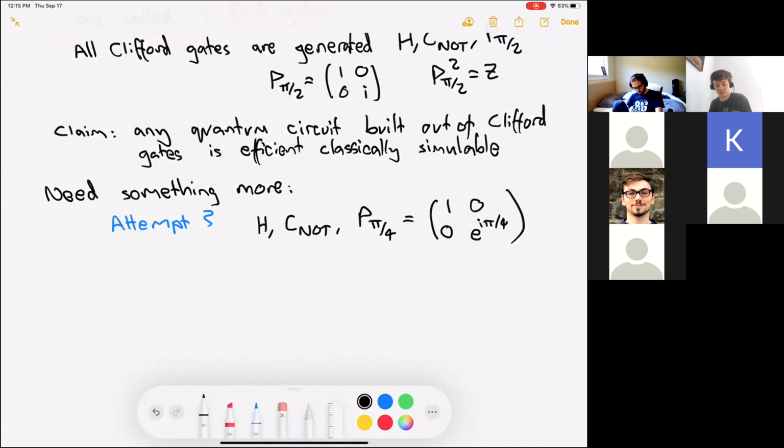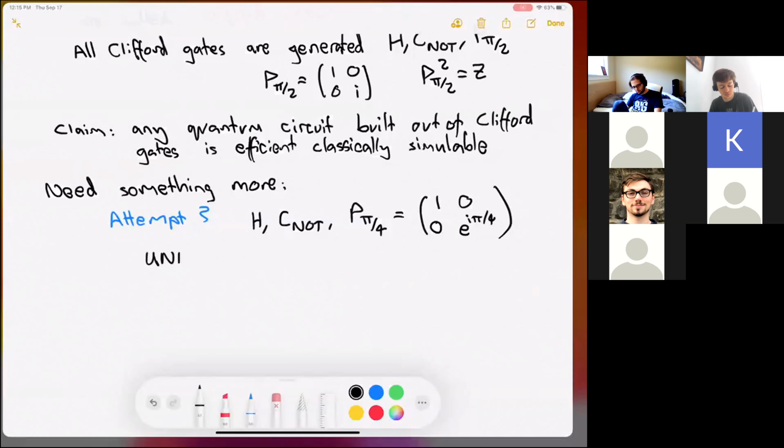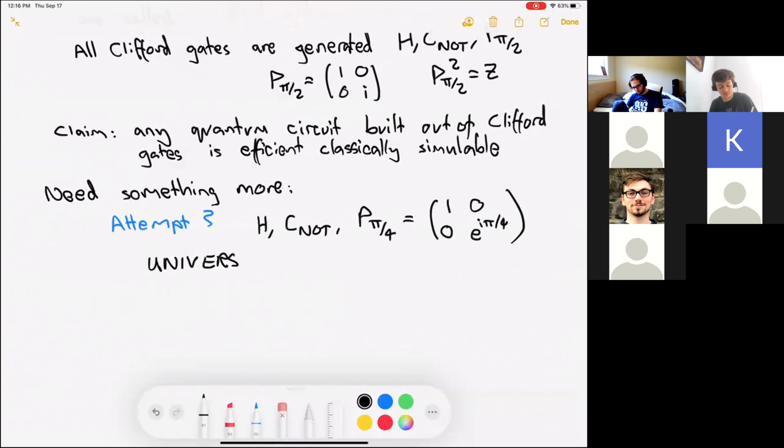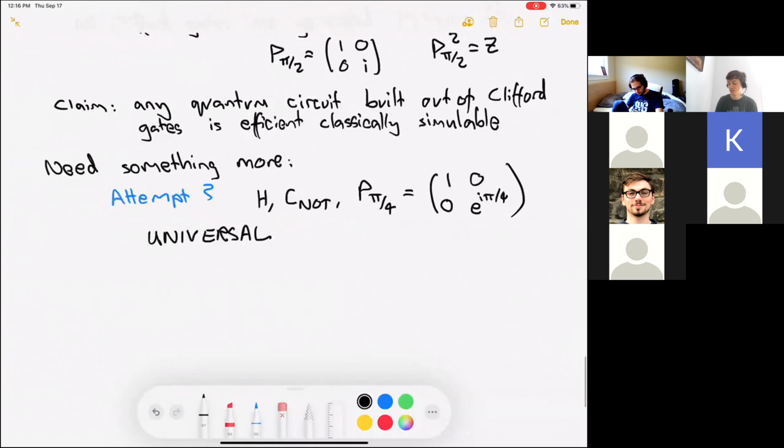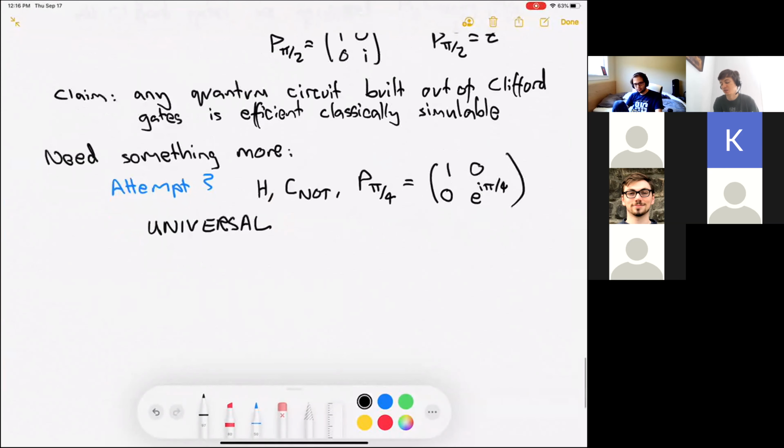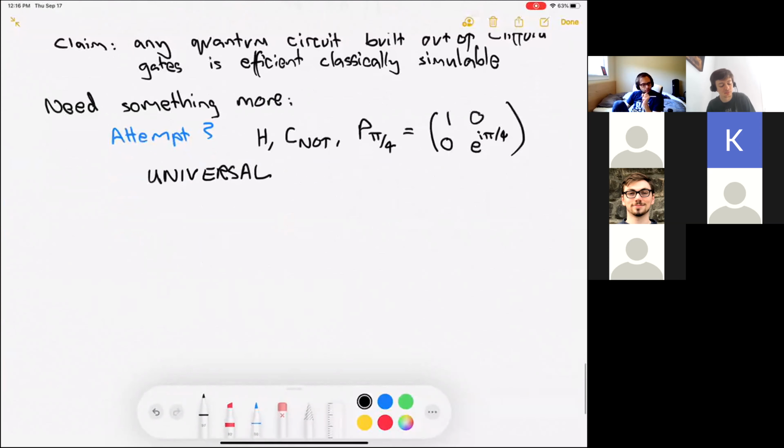Okay, so this P pi by 4 gate is not a Clifford gate, and it squares to P pi by 2. So this can quickly generate all Clifford gates, but this gate set is actually universal. Okay, so any unitary can be built out of these things.